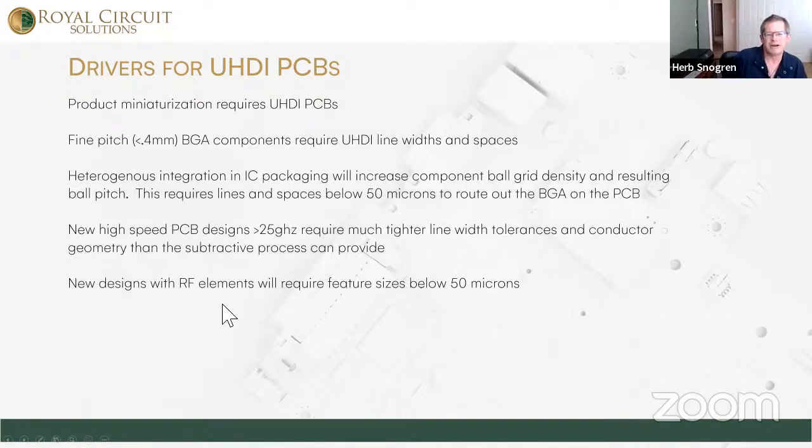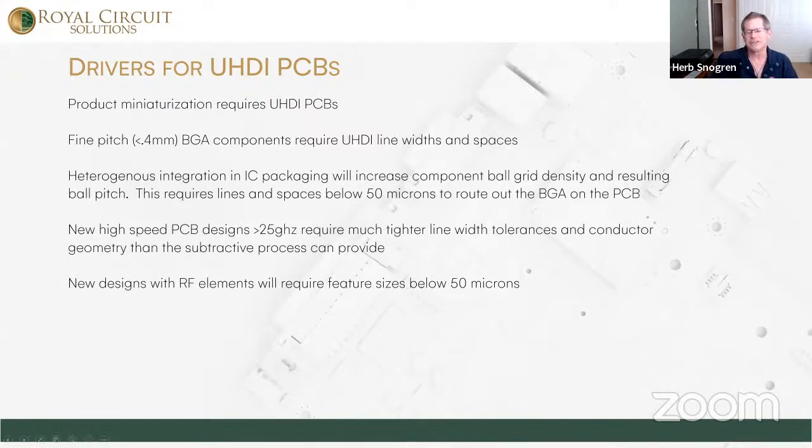So, here are the drivers for Ultra HDI PCBs. It's primarily product miniaturization. You're putting higher powered components on a smaller and smaller motherboard or platform, and you have to have finer lines to be able to do that. The components, particularly the BGA components, end up having higher IO densities, so the pitch goes down below 0.4 millimeters. Once you get below 0.4 millimeter pitch, you've got to get into these sub 50 micron lines and spaces to be able to route those out on the printed circuit board.